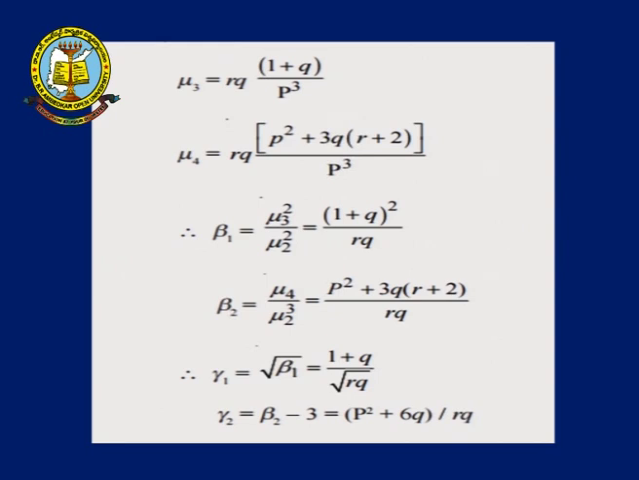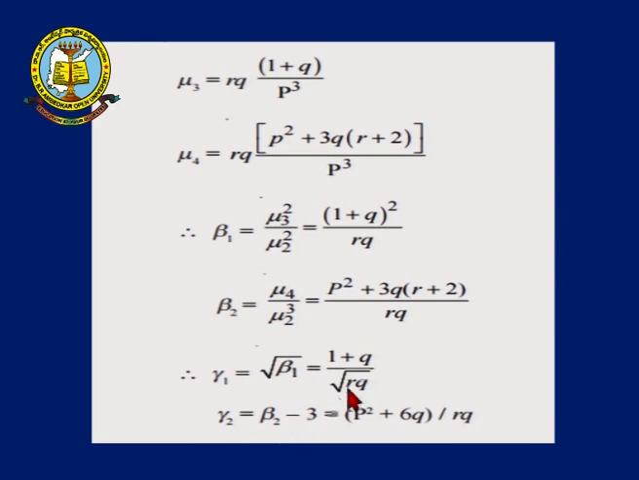Beta 2 is equal to P square plus 3Q of R plus 2 divided by RQ. By making use of this beta 1 and beta 2, we can find out the gamma 1 and gamma 2 values. What is the gamma 1 formula? There we have a relation between beta and gamma values. Therefore, gamma 1 is equal to the square root of beta 1. So, gamma 1 is equal to 1 plus Q divided by the square root of RQ. Again in a similar manner we can go for gamma 2. Gamma 2 is equal to what? Gamma 2 is equal to beta 2 minus 3.